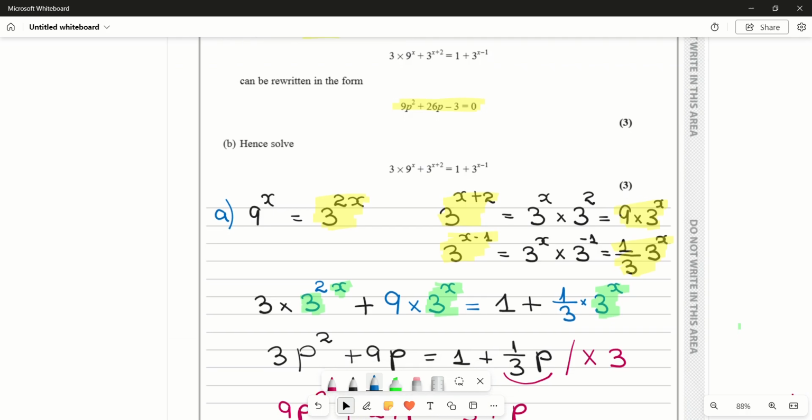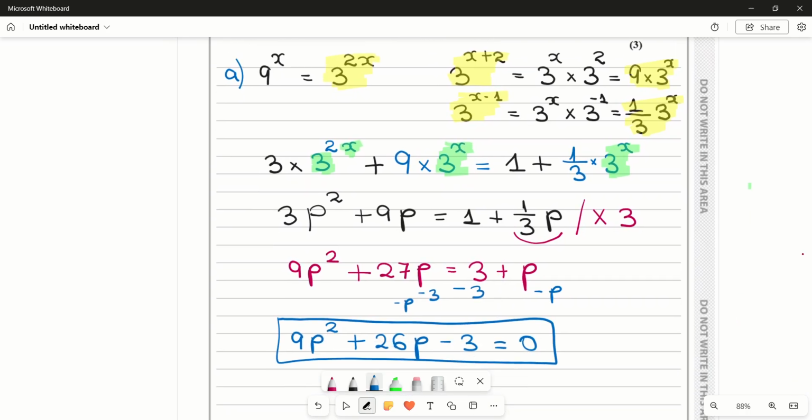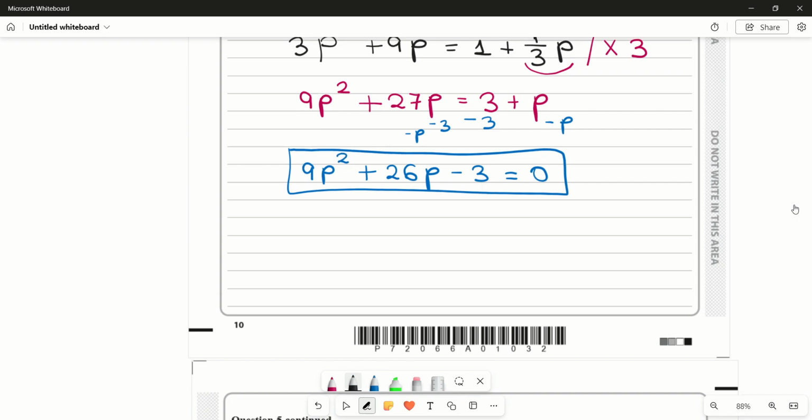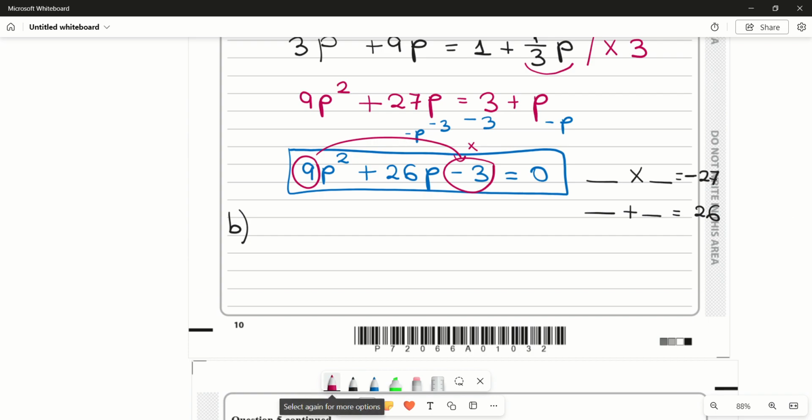For section B, we would like to solve the following equation further. So I'm going to solve this, therefore I would like to start to factorize for part B. So I would like to find two numbers multiplied to be minus 27, and I need the same numbers when I add them to be 26. So my required numbers must be 27 and minus 1.